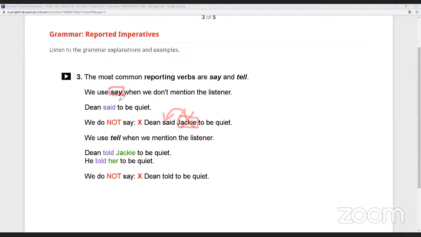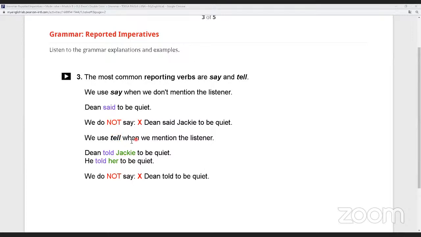Why? Because of the rule, right? If I'm going to use say, it is because I don't want to mention the listener. So Dean said to be quiet, it's great. But how about if I want to mention the listener, right? If it's important, we're going to use tell. That's the reason why you're going to find in some movies, she told me that, or he told me that I was not the love of his life or something like that, right? Why do they use tell? Because there is a listener. Told me, told Jackie, told her, told him, told us, right?